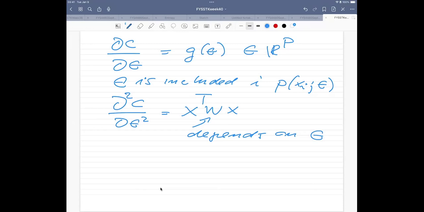And this W has matrix elements for the diagonal, which are given by p_i(1 - p_i). And then I have W_ij equal to 0 if i is different from j. So we have two quantities which both depend on the value of theta. And the way we're going to solve this is by gradient descent. This is the way we're going to find the update of the parameters. And this is roughly where we ended last week.